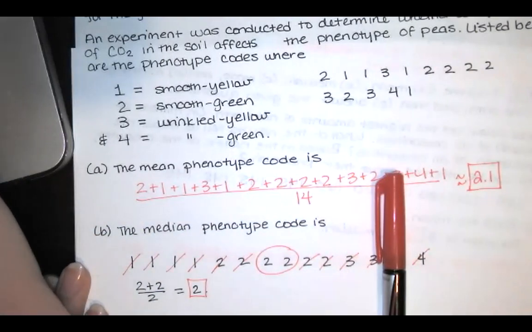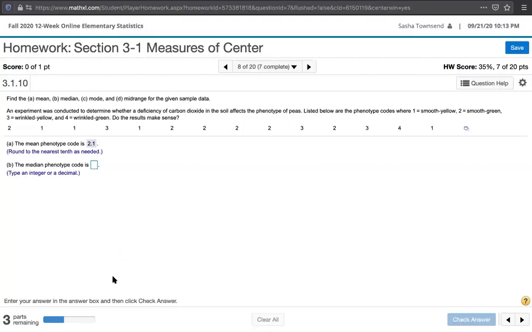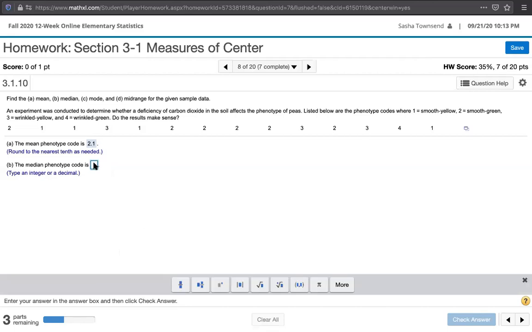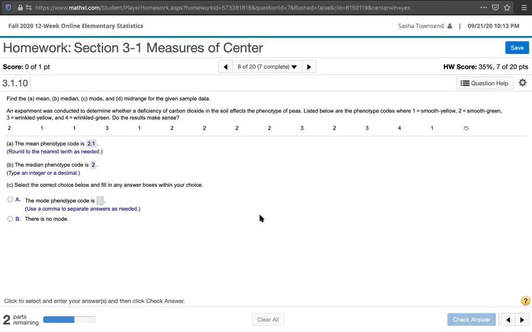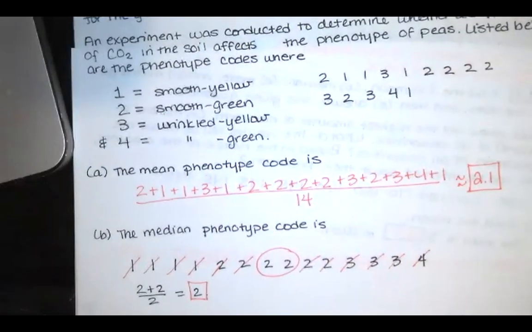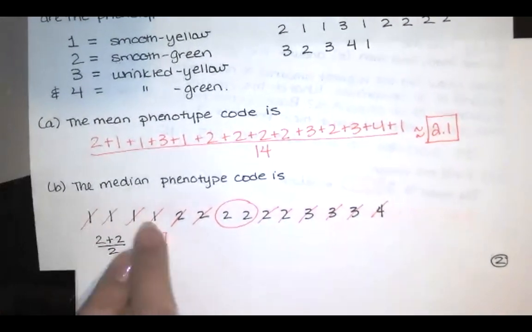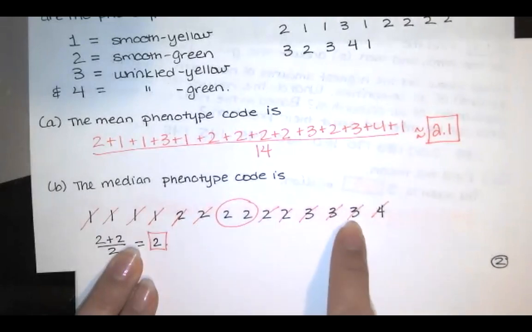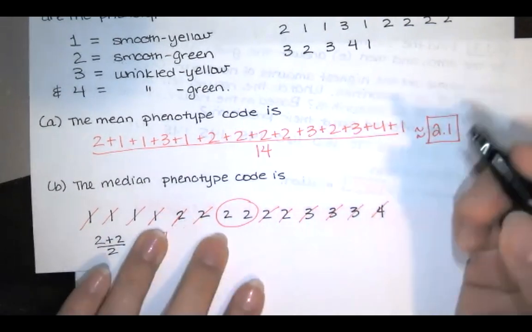So I'll go back to sharing my screen. Okay, it likes that as well. And now we want the mode for the phenotype code. Now remember what the mode is. That is the value that appears with the highest frequency. We had 4 1s, 6 2s, 3 3s, and a 4. So the value that appears with the highest frequency is 2. So that's our mode.